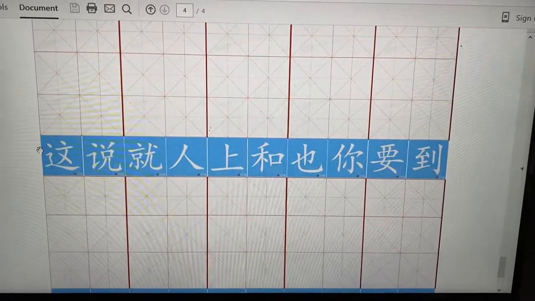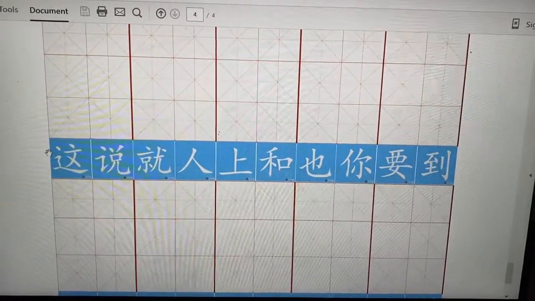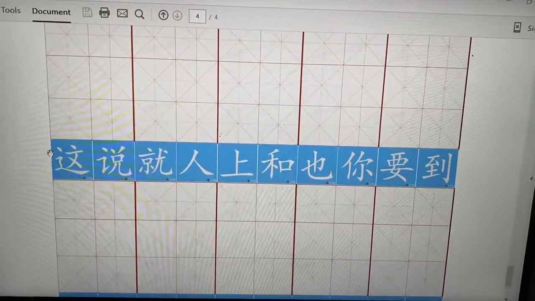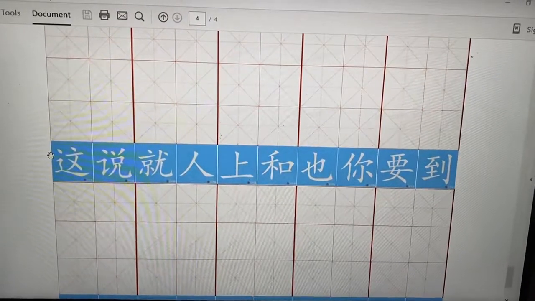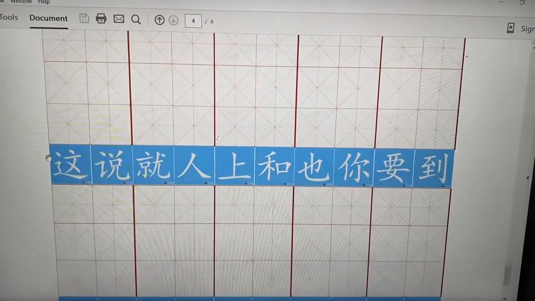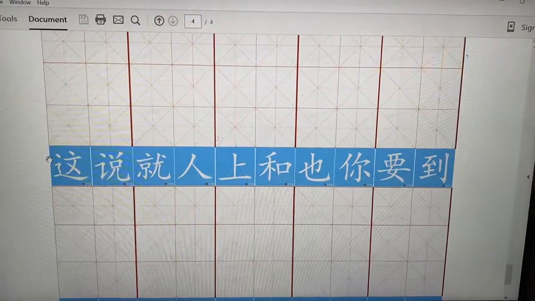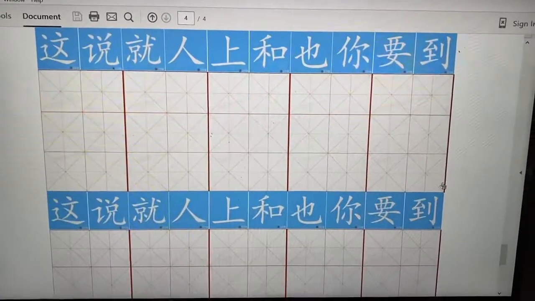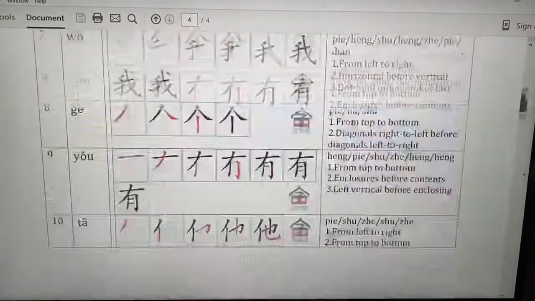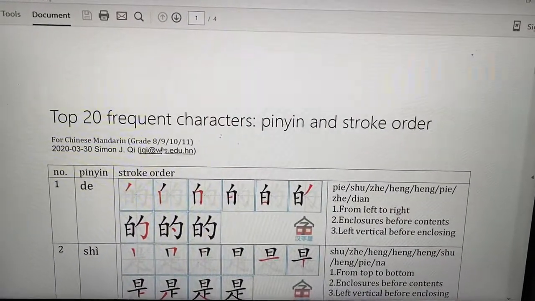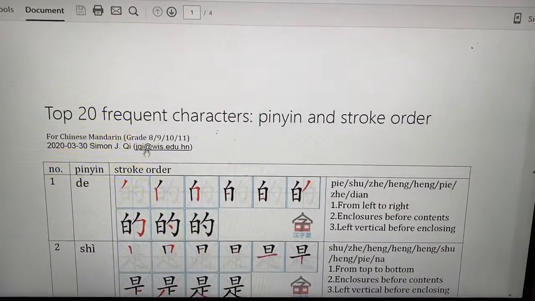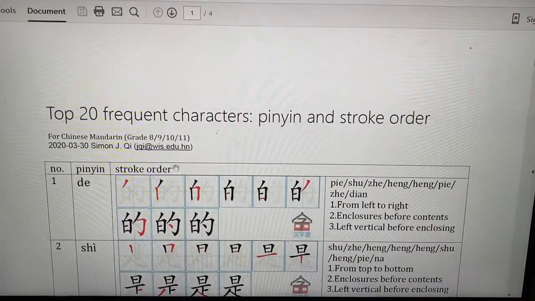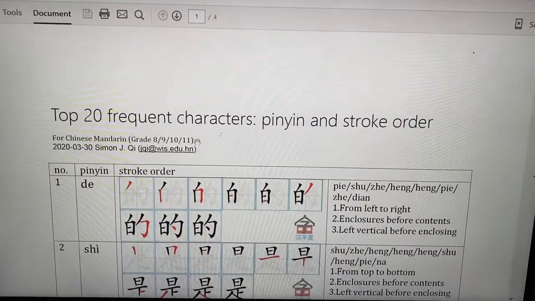All right, so these are the instructions of the assignment. If you have any question, don't hesitate to ask me. You may write to my email address. You may find my email address in each time's assignment or other documents like this. I'll be waiting for your questions.